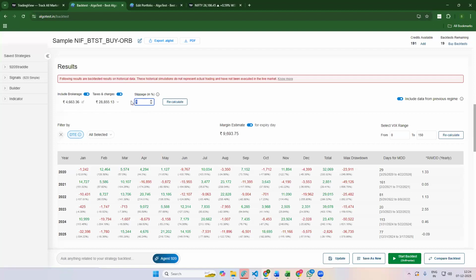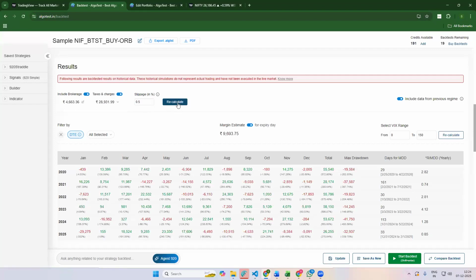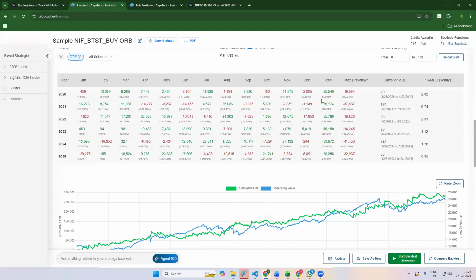So why have we kept this 0.5? Because Nifty is very much liquid, and we should have a value which is more practical than just a hypothetical price value, right? So if I put 0.5 and I'm trading this strategy every day, still I'm not having a bad curve, right? It is a good curve.